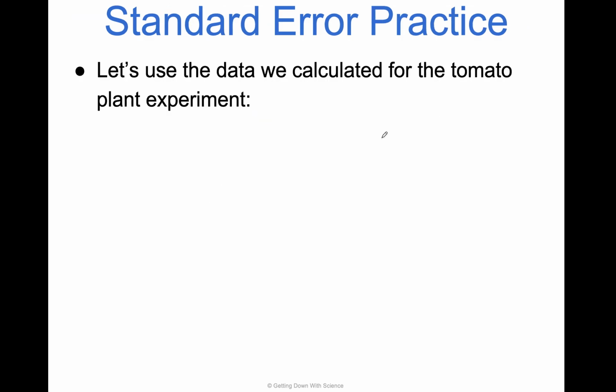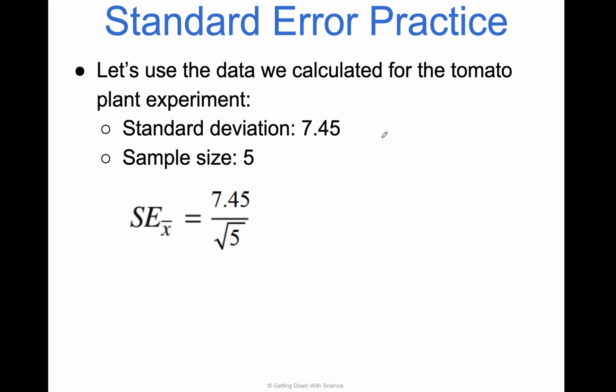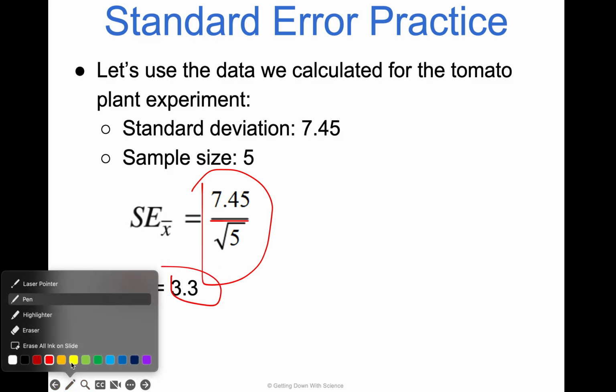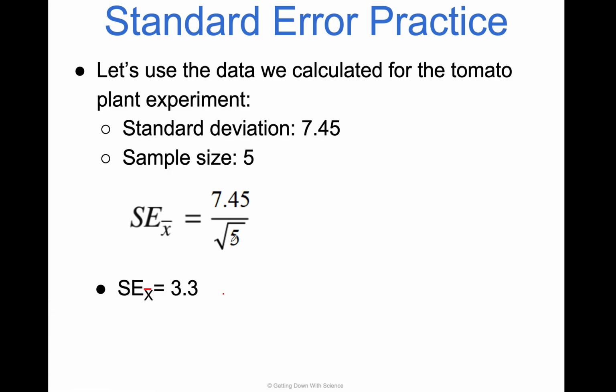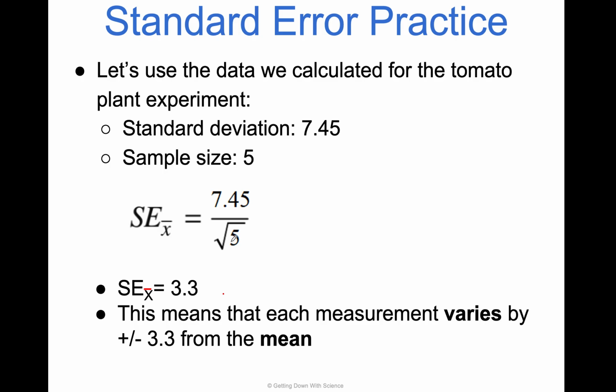All right, let's practice. Let's use the data we calculated for the tomato plant. We have our standard deviation and our sample size, so all we're going to do is plug and play. 7.45 divided by the square root of 5. There you go. Standard error of the mean, 3.3. Yes, I know it says 6. This means that each measurement varies, plus or minus, by 3.3 from the mean itself. So if we have our mean, remember, as 61, you could do plus or minus 3.3 from the mean. That would be your standard error.